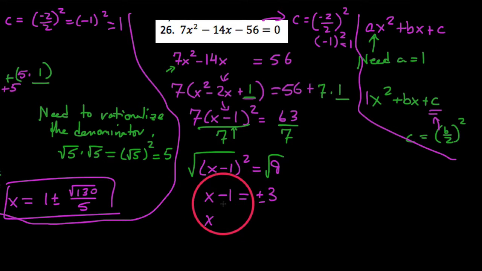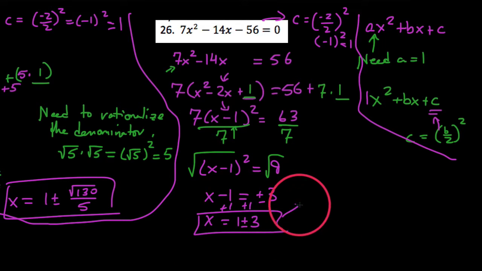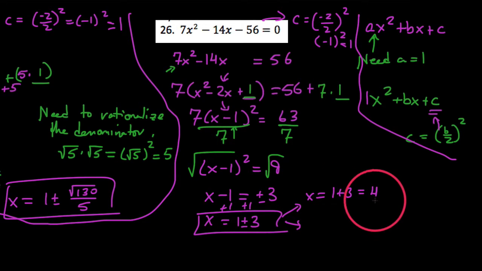And so as I add 1 to both sides here, we get x equals 1 plus or minus 3. I'm going to throw a box around this, but what I want you to understand is that we can actually simplify this here. And so I do want to do this as two separate answers here. I get 4, and in this case I get x equals 1 minus 3, which is a negative 2.